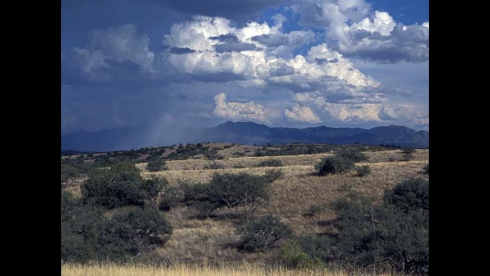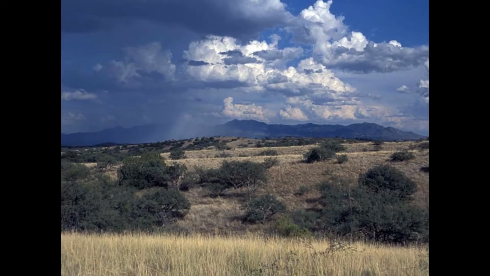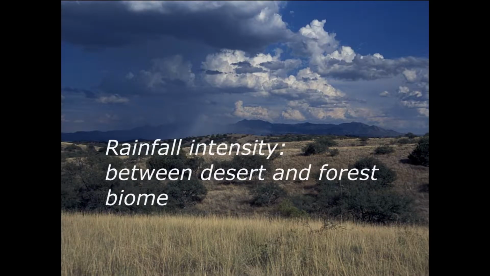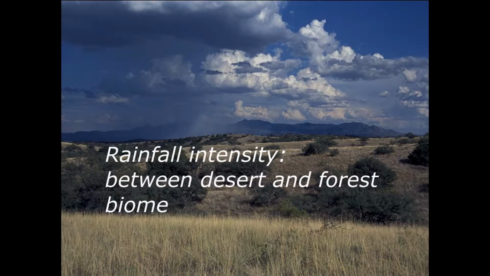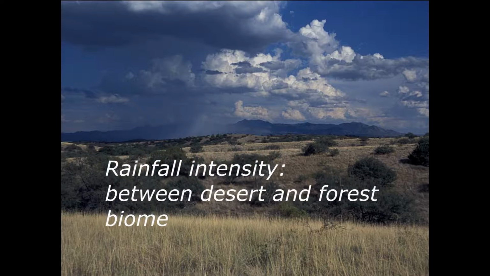For an area to be considered a grassland, sufficient moisture must occur for grass growth, but not enough to elicit tree growth. The rainfall intensity must be between a desert and a forest biome, allowing for grazing and fires to occur.